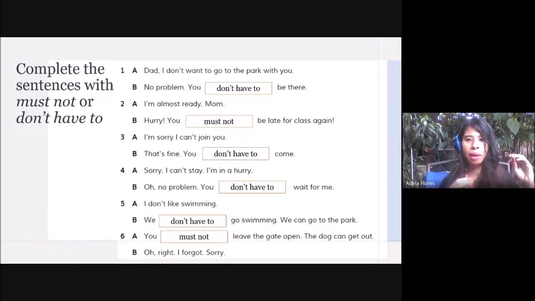Don't have to es que no es obligación. Hay opción de hacer algo más. Y must not es que se tiene que hacer porque si no se hace, entonces hay una consecuencia. Okay? So are we clear with the difference between must not and don't have to? Okay. Good. So then we're going to move to the next point.